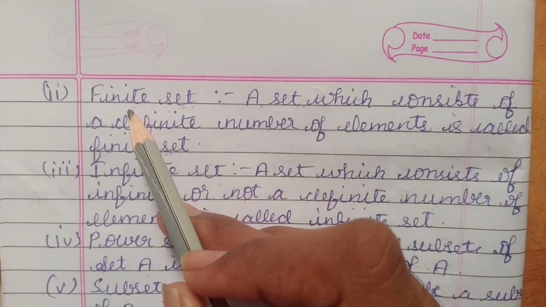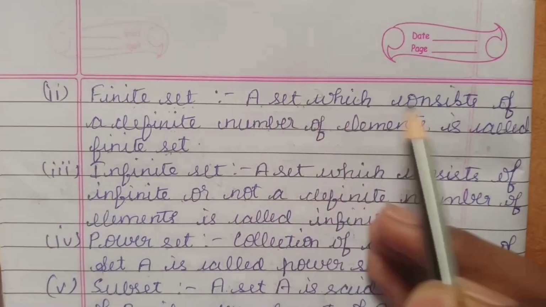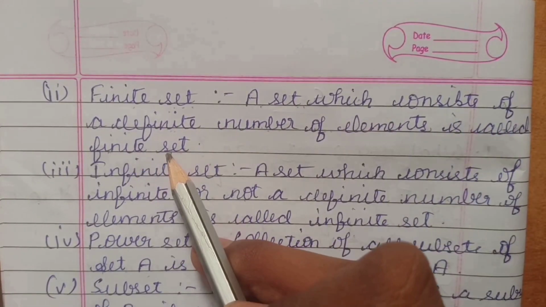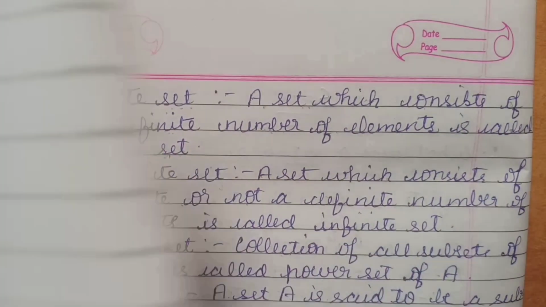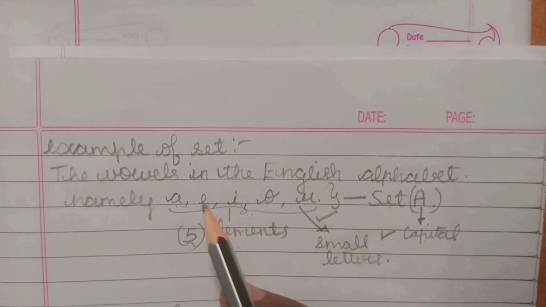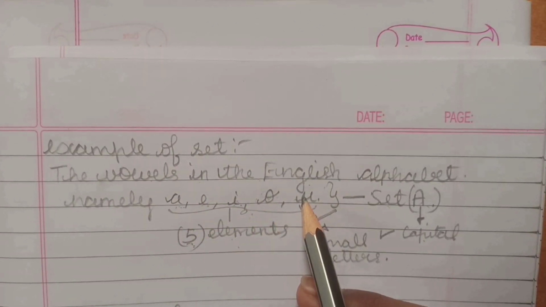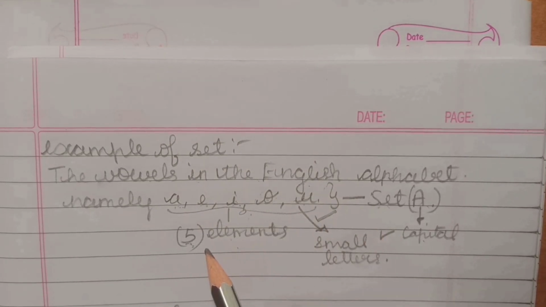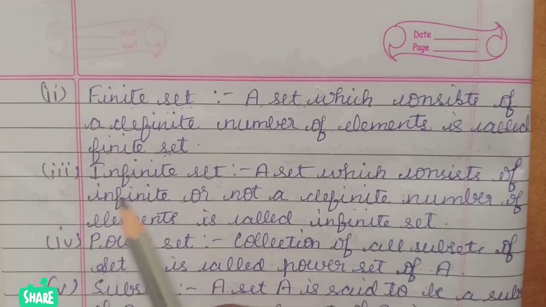And the next type of set is finite set. A set which consists of a definite number of elements is called a finite set. In the example, here A, E, I, O, U, only 5 elements are present in the set A. Vowels means there are only 5 in the English alphabet, so it does not vary from one person to another person, so it can be considered as a finite set.